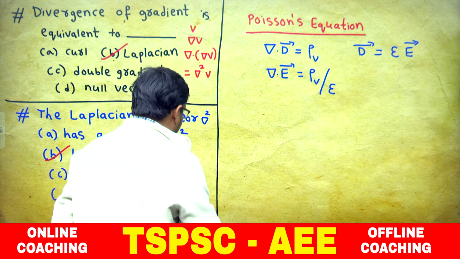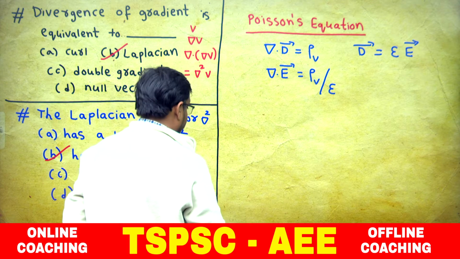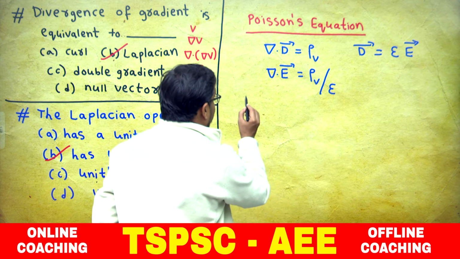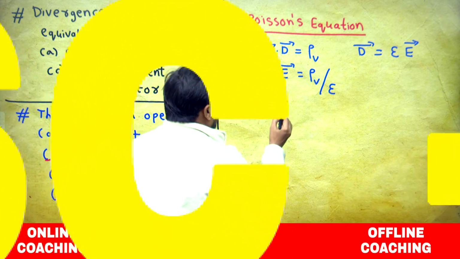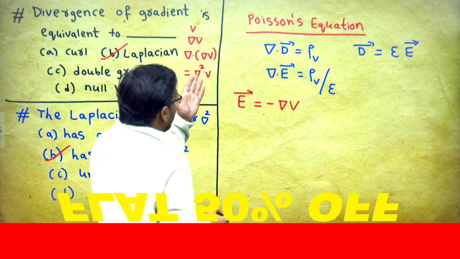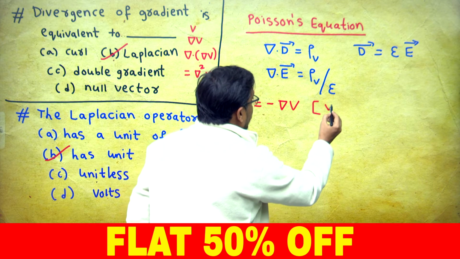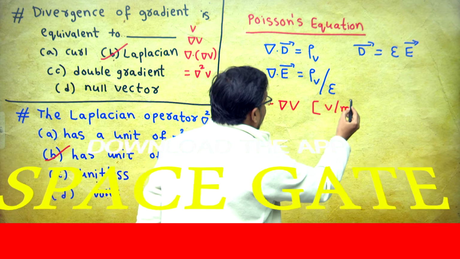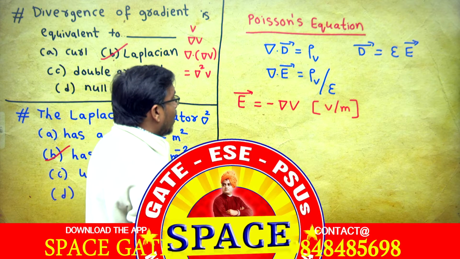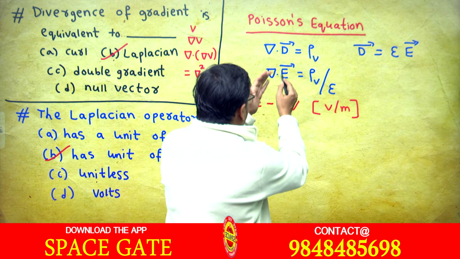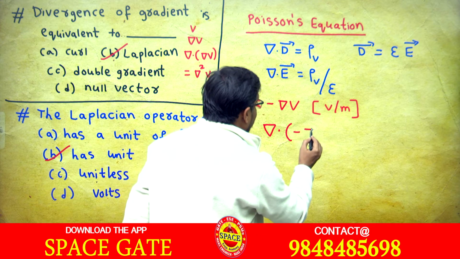And one more equation we studied in electrostatics, the relation between electric field and electric potential, that is E equals minus del V. E equals what? Minus del V. Just now I told you del units are per meter, voltage units are volts. So, what is the unit here? Volts per meter. E equals minus del V, volts per meter. Then I am substituting E equals minus del V here: divergence of E, I am writing minus del V.